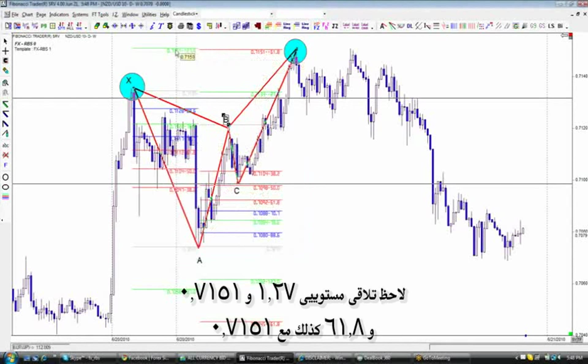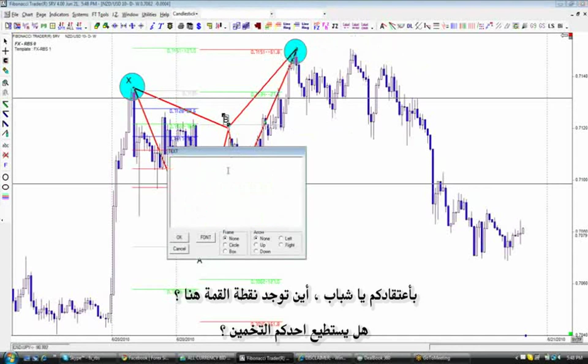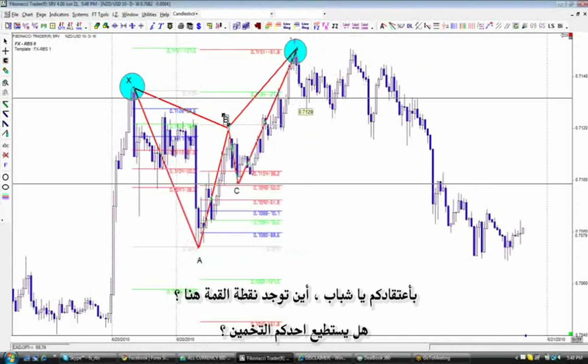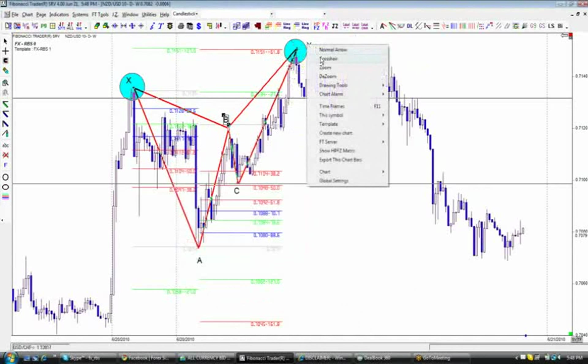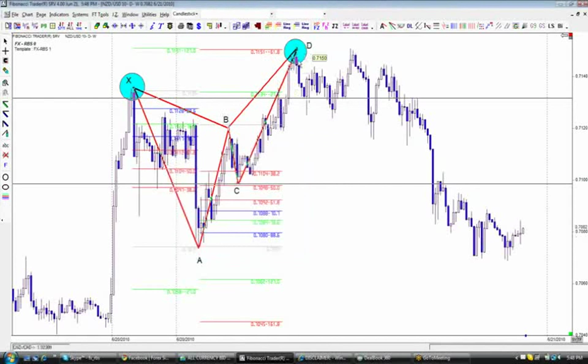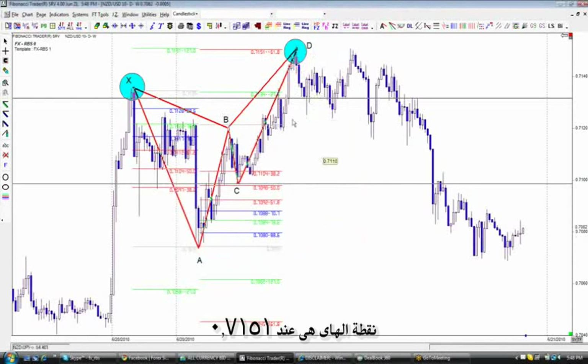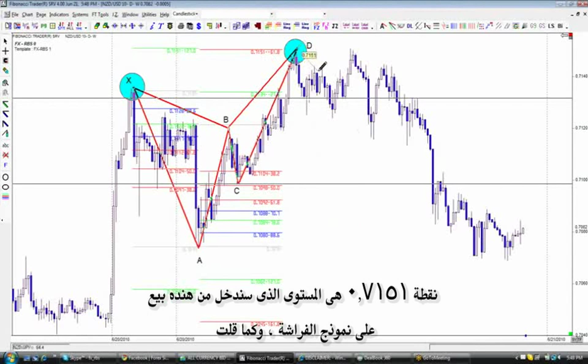Look, the convergence 127 is at 7151. 1618 is at 7151. Where do you guys think the high is here? Anyone can guess? Your high is 7151. Well, 7151 is the level we want to sell based on that butterfly.